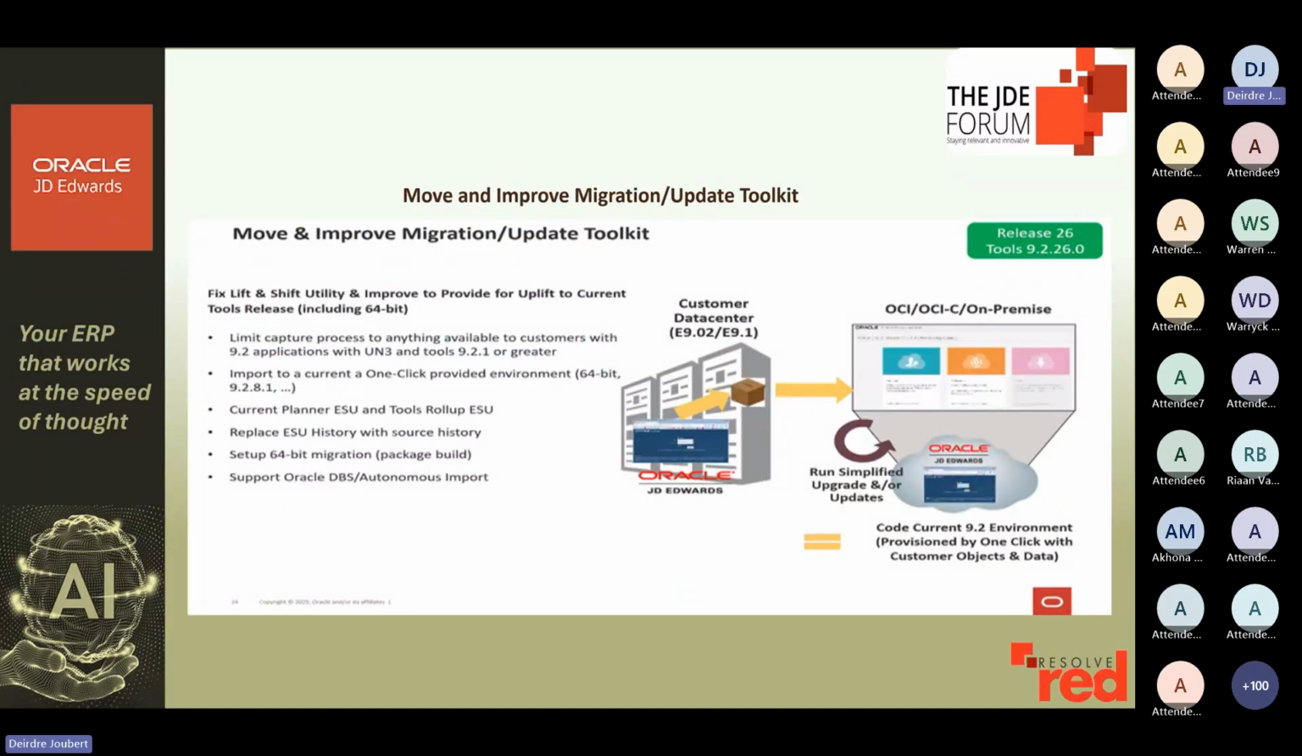Okay, our next feature is the improved migration and update toolkit. This toolkit is a game changer for upgrades and environment modernizations, especially when you're conducting a server migration with your tools upgrade project, as it reduces the turnaround time. What this utility does is capture your existing JD Edwards configurations and data, then helps you redeploy into a clean, code-current instance. And this can be done both on-prem and on OCI.